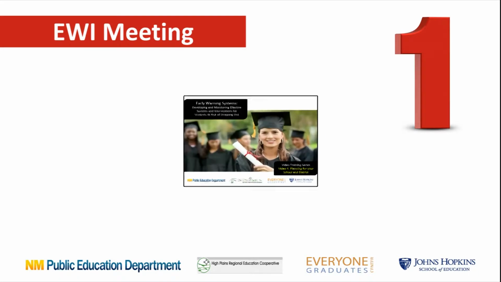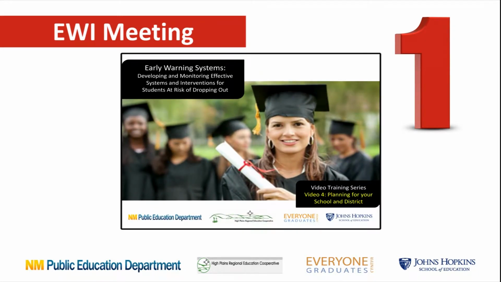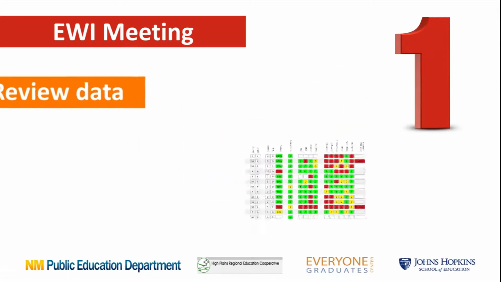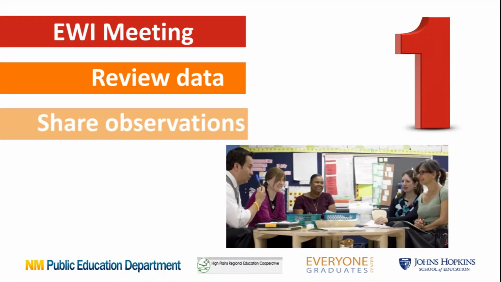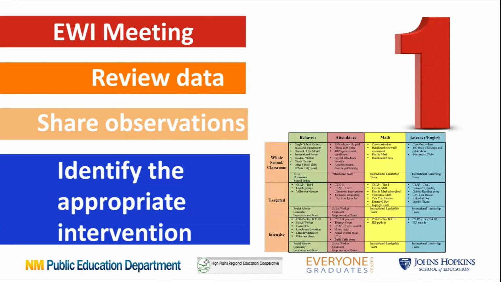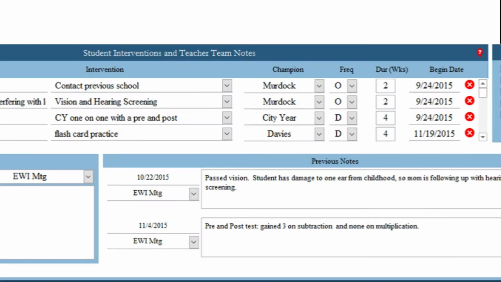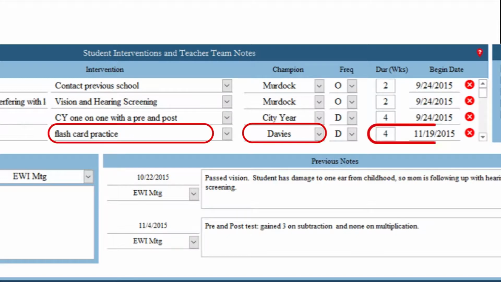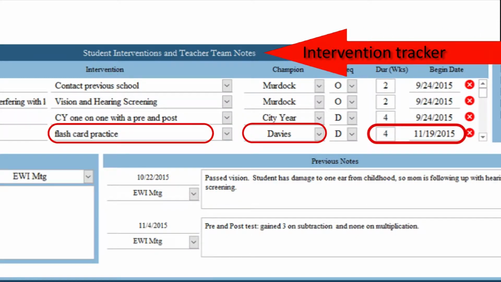As discussed in the overview of EWI meetings in video number 4, titled Planning for Your School and District, the team should review data, share observations, and identify the appropriate intervention for each student. An intervention point person or champion, the intervention itself, and a follow-up date should be recorded in your intervention tracker.